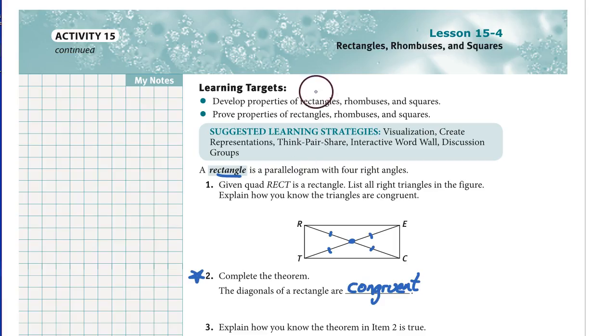So in this lesson, we had some vocabulary words, rectangles, rhombuses, and squares, and we used properties of these three different shapes in order to answer some questions about them. These questions tended to involve the length of sides, or the measure of angles, or perhaps involve the diagonals of the shapes.